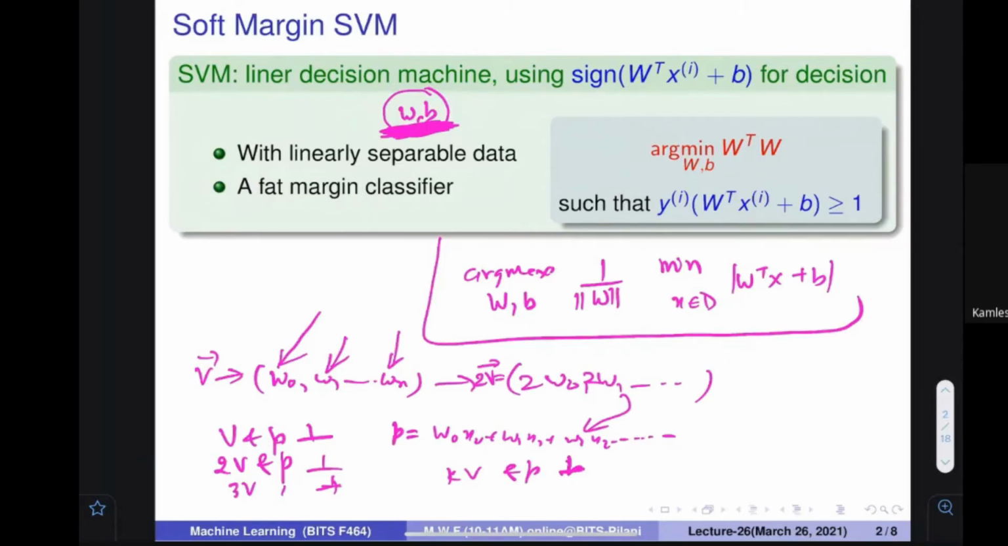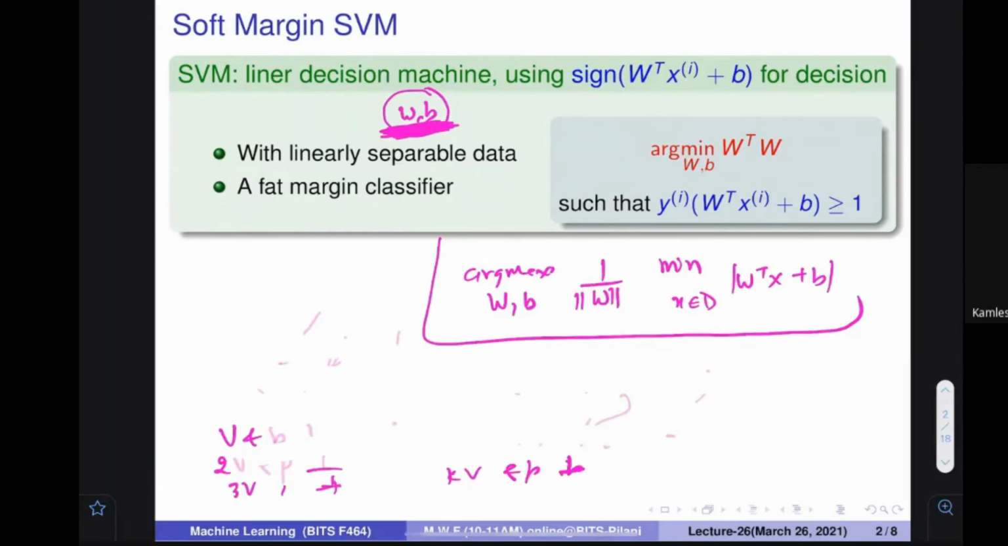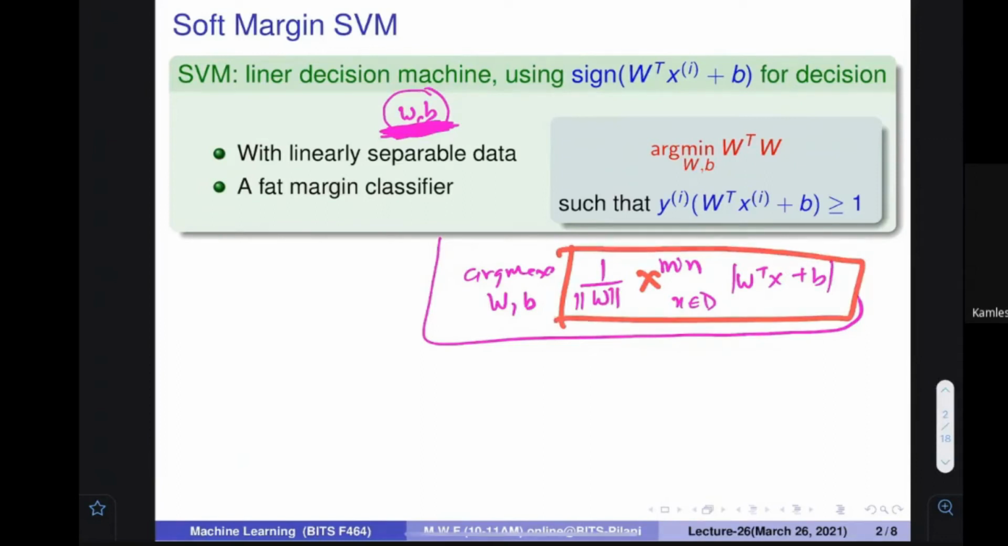Look, let me come to the equation, and then everything will be clear. Just hold on to this particular argument. Let's come back to our equation. So this was our equation that we wanted to talk about: we are going to take the argmax over W, b of this quantity multiplied by the minimum of this quantity. We want to find the W such that this happens.